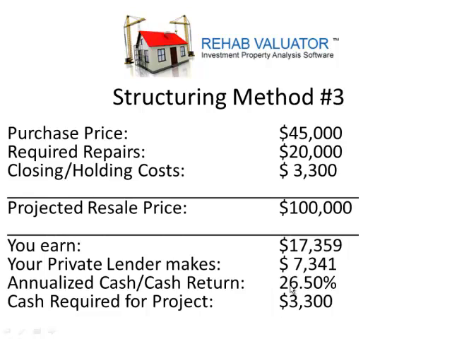Check this out. Structuring method number three. You make a little bit less, $17,000 on the deal. Your private lender makes a whopping $7,300, which is an annualized cash on cash return of 26.5%. And you only need $3,000 for the deal, or zero if you can get your lender to finance the closing and the holding costs.